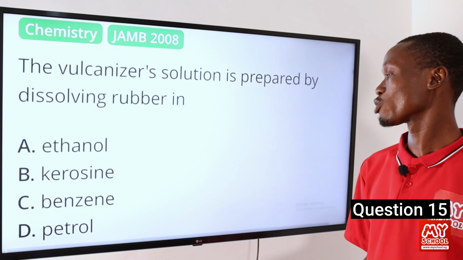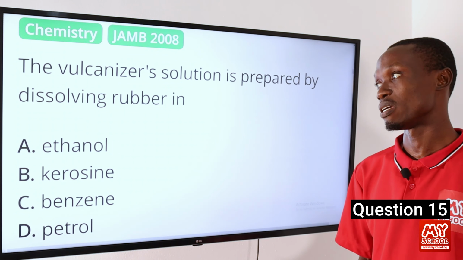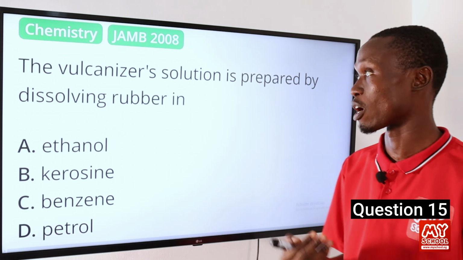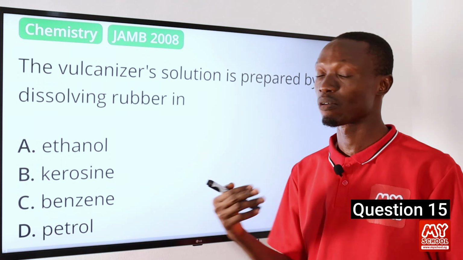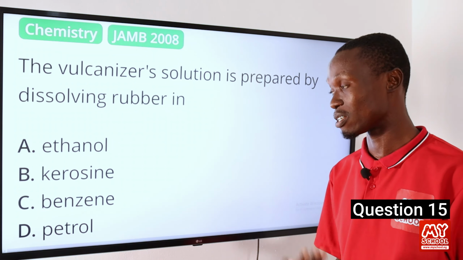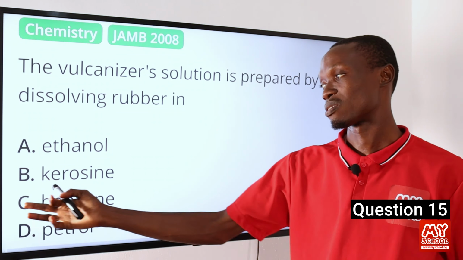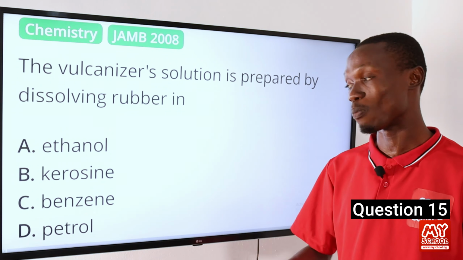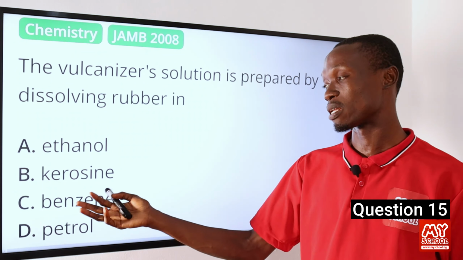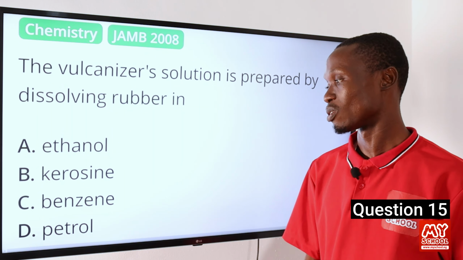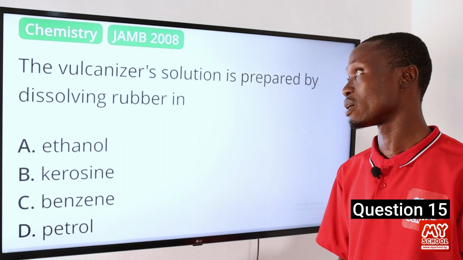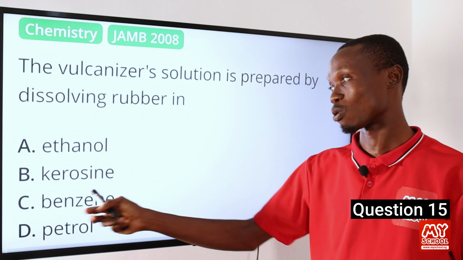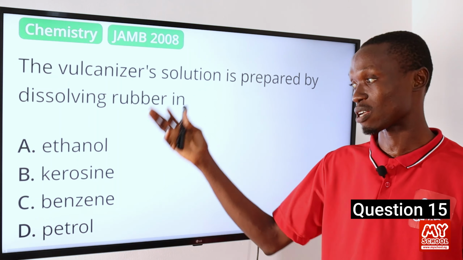The vulcanizer solution is prepared by dissolving rubber in dash. A, ethanol. No. Rubber is not soluble in ethanol, so it cannot form a solution. B, kerosene. Rubber is not soluble in kerosene, so it cannot form a solution. C, benzene. Rubber is very soluble in benzene to form a solution. We must not forget that benzene is an aromatic compound. While D, petrol. Rubber is also not soluble in petrol. So that makes option C, benzene, the correct answer to this question.